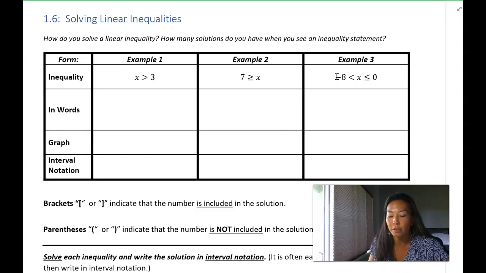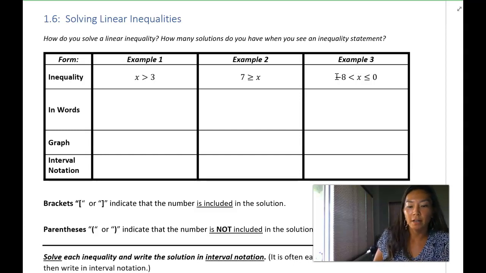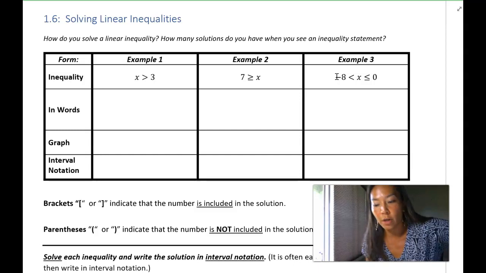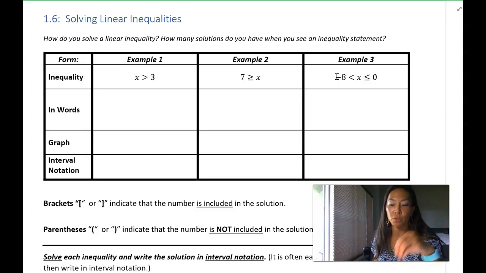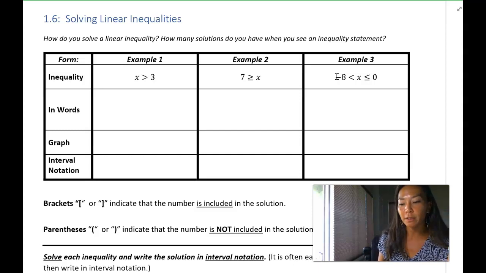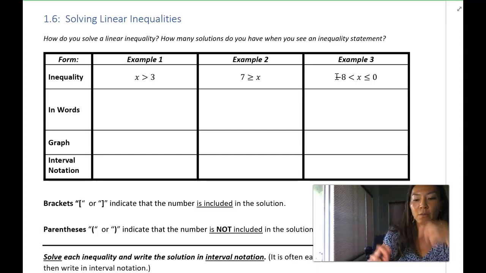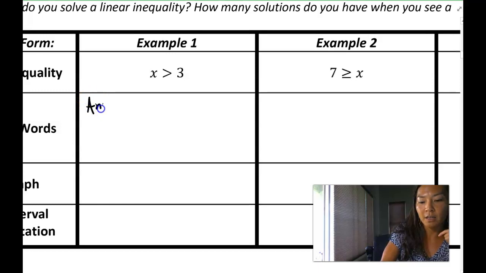And before I go into solving, I'll talk about when we flip the inequality symbol. All right, so when we do these in words, we have x starting on the left, in example 2, x is on the right, and in example 3, x is in between two values. So we're going to put these into words. For the first one, instead of saying x is greater than 3, we're going to say any number that is.